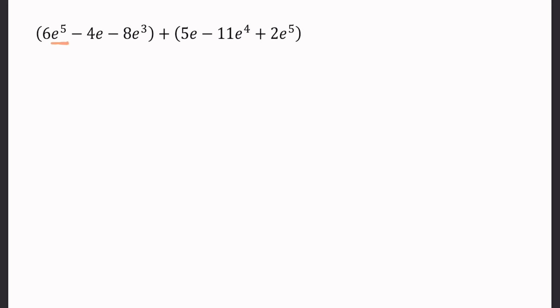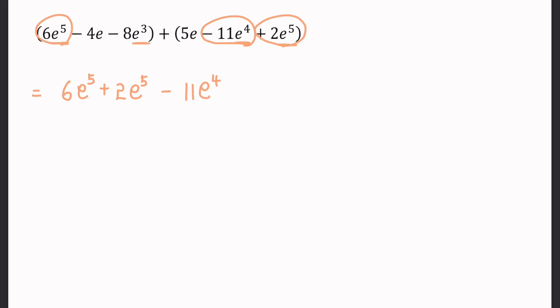So this e raised to the power of 5 term, how many e5 terms do we have? We have one here and another here. So let's circle them together and rewrite in the front. Okay, and then the next term would be e raised to the power of 4, and there's only one, so let's write it right next to our e5. And since we have already written it down, let's circle that too.